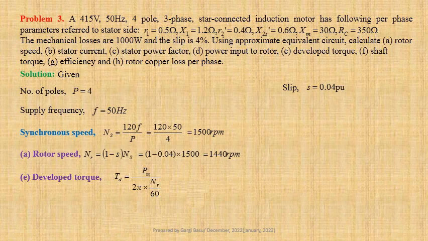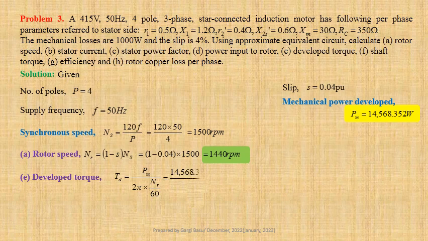Expression for developed torque Td equals Pm divided by 2 pi into Nr by 60. We have determined mechanical power developed Pm equals 14,568.352 watt. Therefore, Td equals 14,568.352 divided by 2 pi into 1440 by 60, which is approximately equal to 96.61 Newton meter.